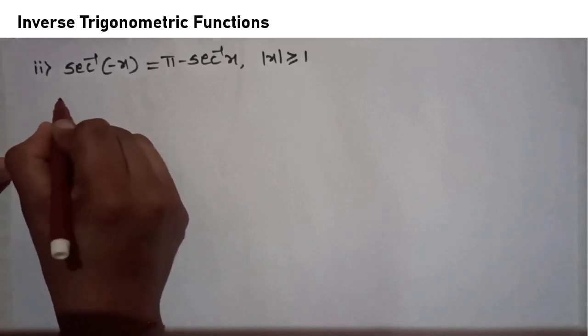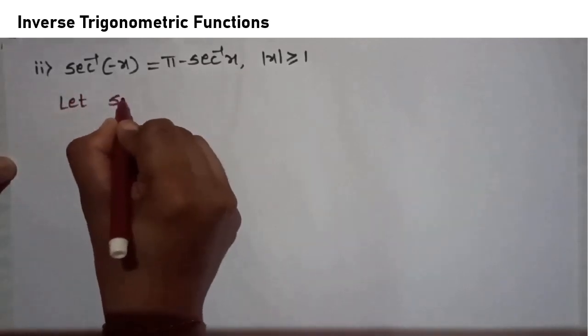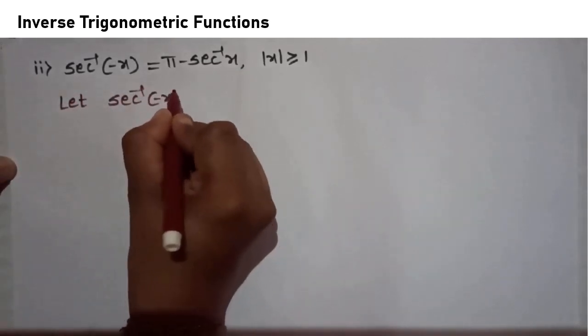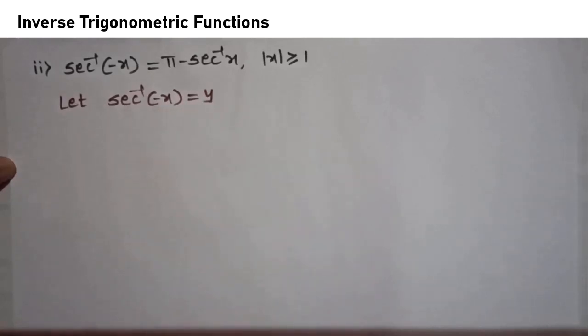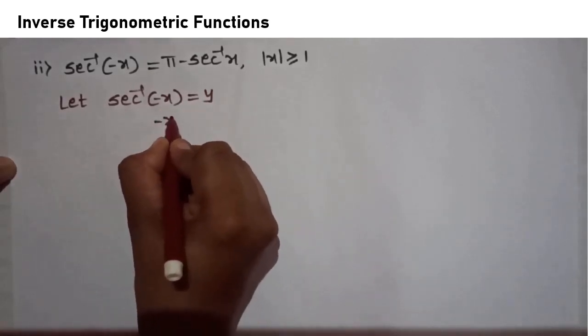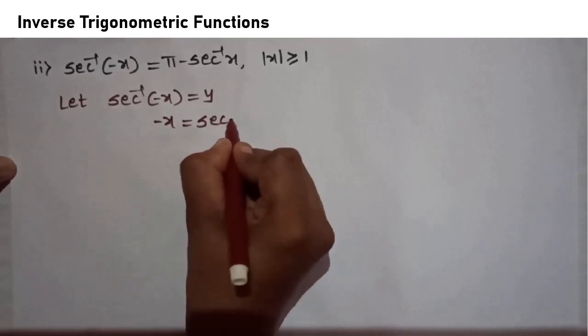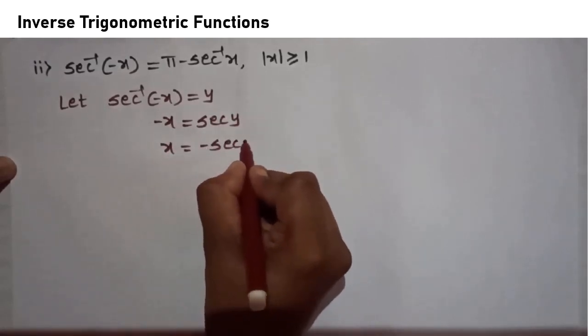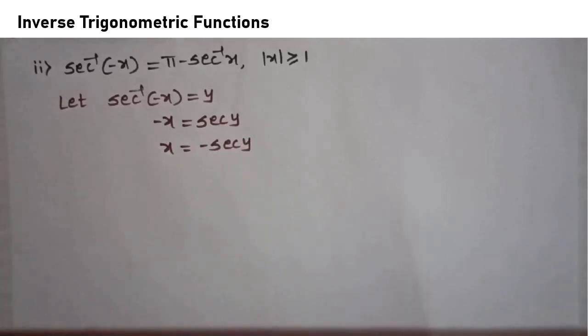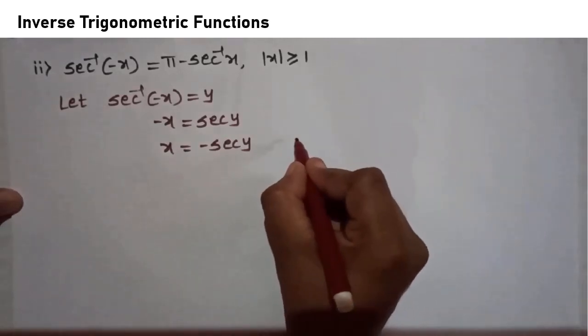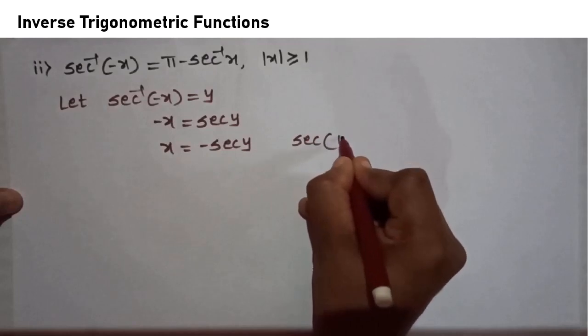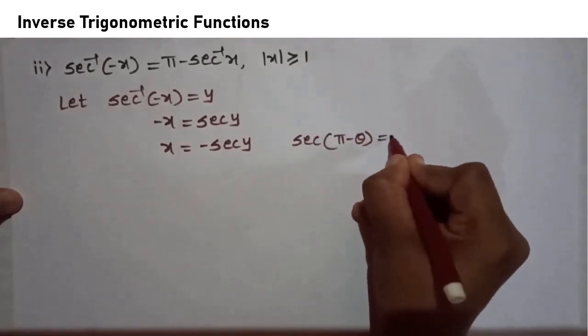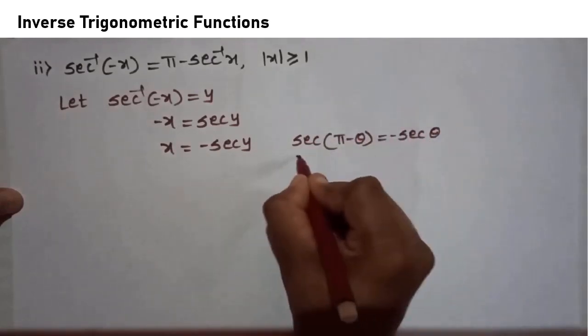So, let me consider secant inverse of minus x equal to y. Therefore, we can write minus x is equal to secant y. Therefore, x is equal to minus secant y. You know, secant of minus theta is plus secant theta. Therefore, to get minus secant theta, we know that secant of pi minus theta is minus secant theta. Use this.